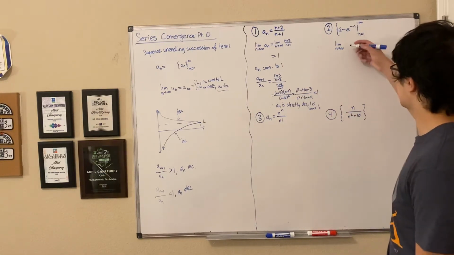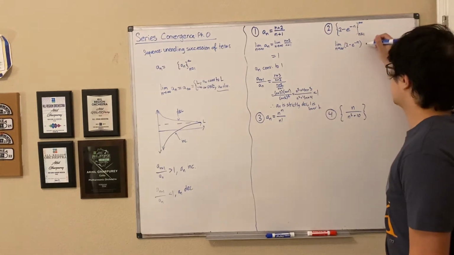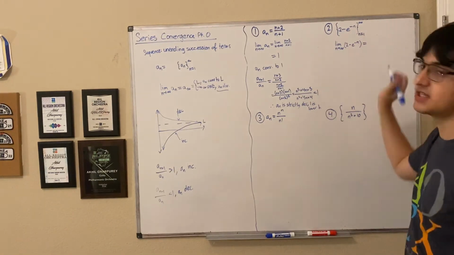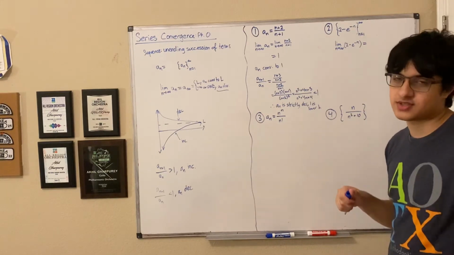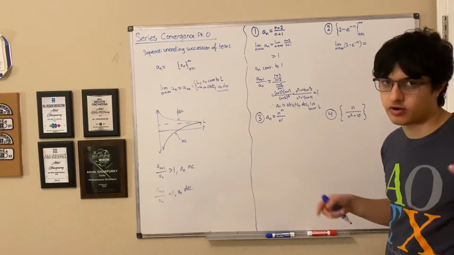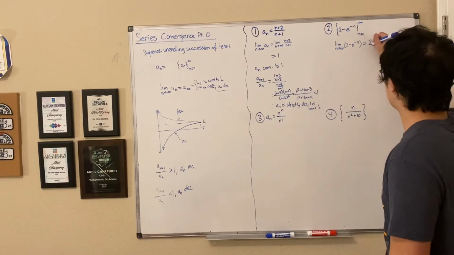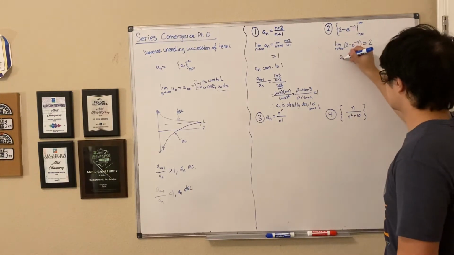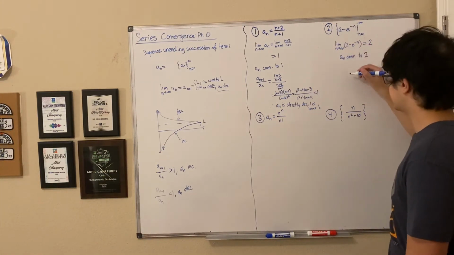So limit as n goes to infinity of 2 minus e to the negative n, we know that this is just going to be 2 minus e to the negative infinity. Now what is e to the negative infinity? Well, that's just the same thing as 1 over e to the infinity, and 1 over infinity is 0. So this is going to be 2 minus 0, which is just 2. So the sequence converges to 2.